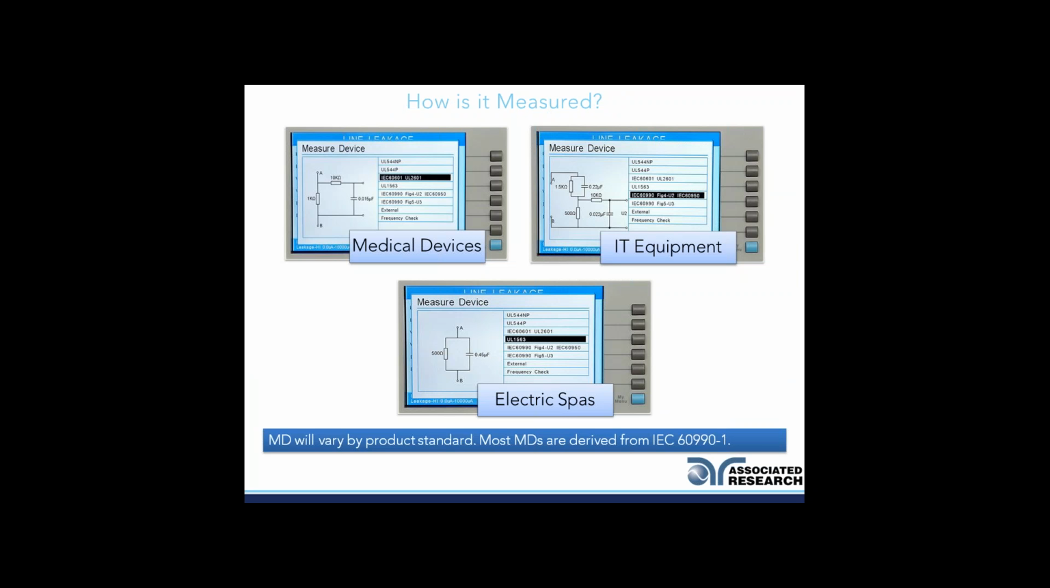Here's a quick look at what our Omnia series offers. These are screenshots from the front panel of our Omnia 2 series instrument. On the top left, you're able to select different types of measuring device. You'll see that medical device is chosen, the IEC 60601. Then on the top right, you have your IT equipment. Again, a standard and the figure from the standard is listed, plus the resistor and the capacitive network is shown. On the bottom, you have the electric spa. The MDs are defined in the standards, and they do vary between different standards.